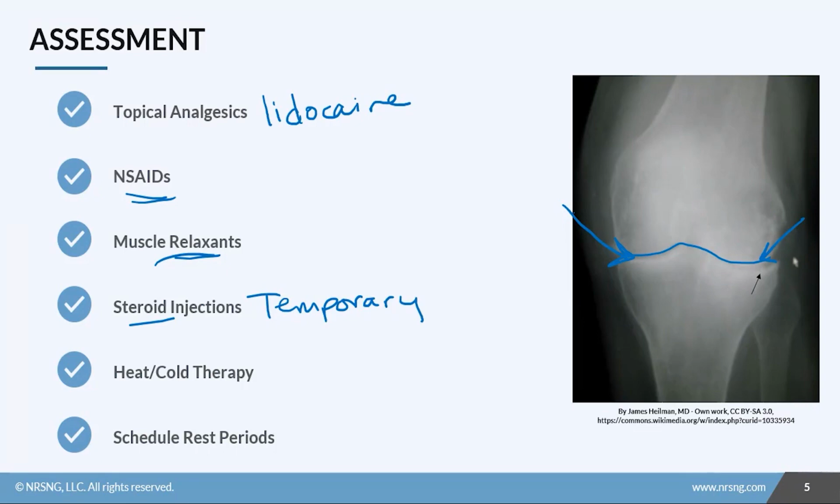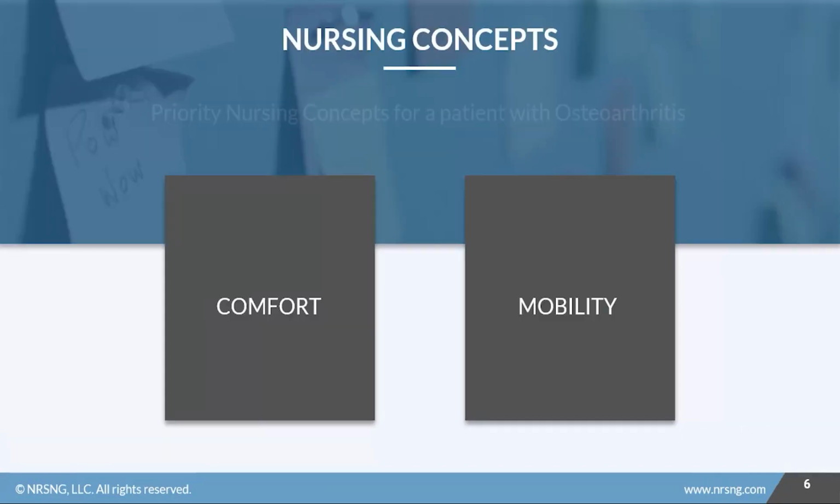Now, as with any other type of musculoskeletal injury, we can also do heat and cold therapy and make sure we arrange for periods of rest since we know their pain is relieved with rest. Now, this may be relatively obvious, but our nursing priority concepts for a patient with osteoarthritis are comfort and mobility. We want to address their pain and we want to make sure that they're able to get around safely and okay. Make sure you check out the care plan attached to this lesson to see more.